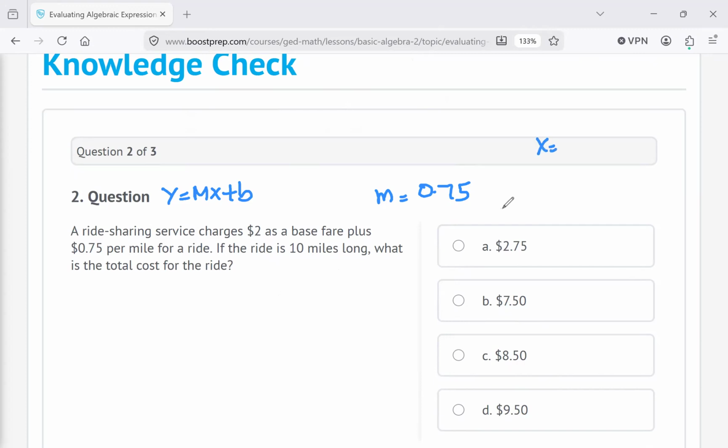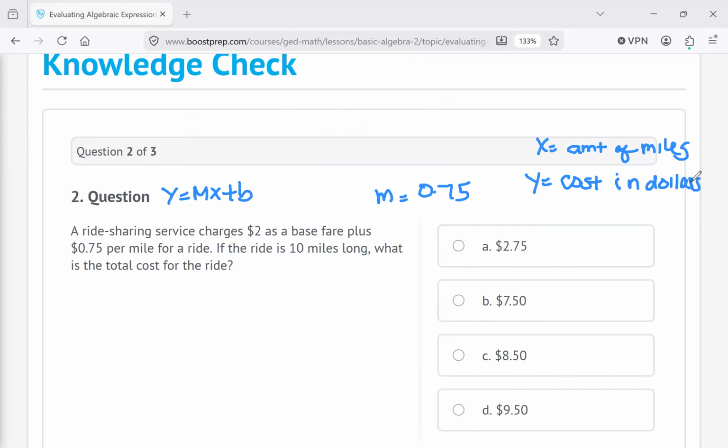Oh, and I should have labeled our variables. So what is our X? Our X is going to be the amount of miles. And then Y is the cost in dollars. This is super helpful in any word problem. In any word problem, you need to know your variables. So Y is dollars.